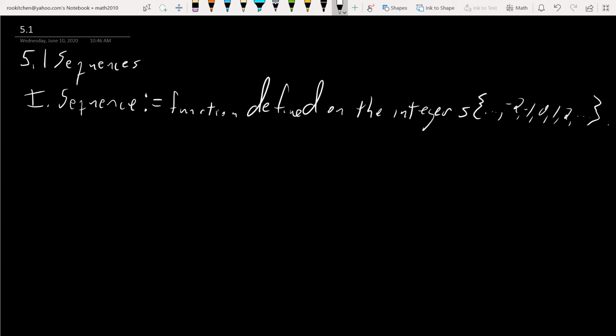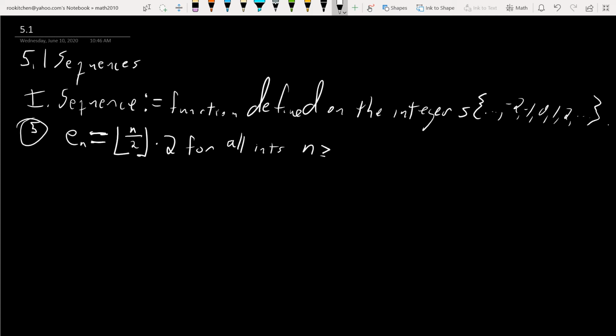Okay. Right, so the first kind of problems in the book will just have you write out terms of a sequence. They'll give you the explicit formula, which they sometimes call other things. A book might call it the general formula as well. So it's E sub n equals the floor of n over 2 times 2, and they should tell you where to start. So in this case, it's for all integers n greater than or equal to 0.